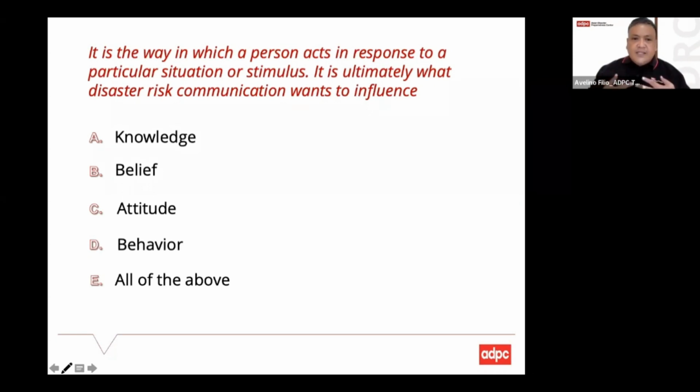But why is it that even those who believe that smoking is dangerous to their health still smoke? So I think the last slide I want to show is disaster risk communication. At the end, we want to see change in behavior. Most risk communication fails because what they just wanted is to raise awareness.